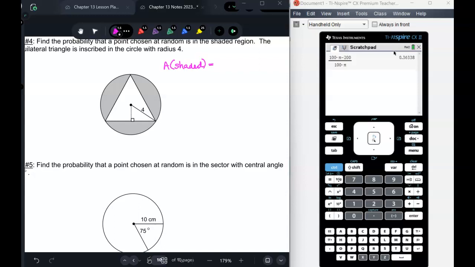Okay, first of all, 4 is the radius of the circle. So I'm saying the area of the circle is going to be pi times 4 squared, right? It might not be drawn to scale. Now with the triangle, remember, this is a 30-60-90 triangle. So if the hypotenuse is 4, the apothem would be 2, and this would be 2 root 3.